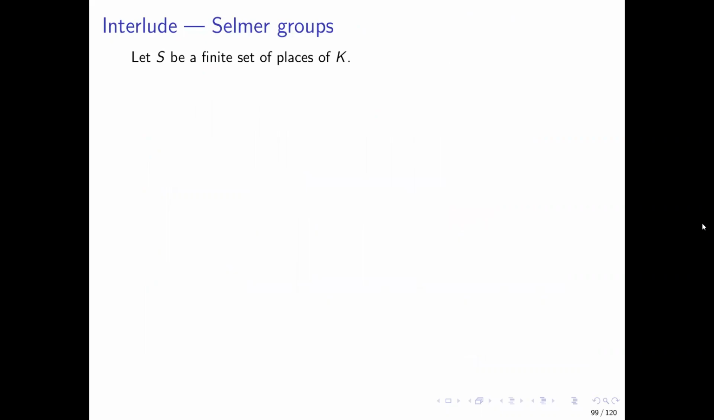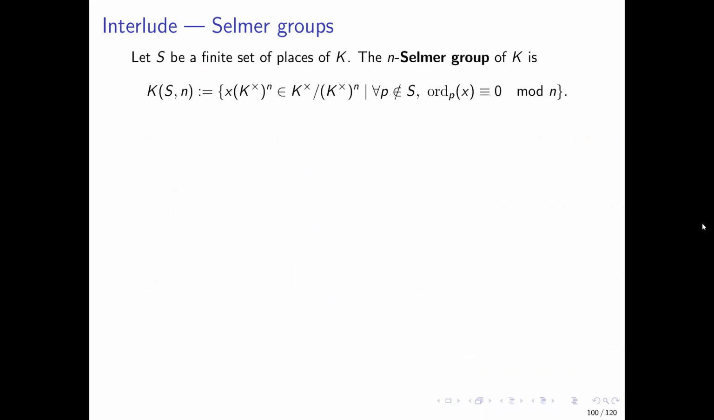So I let S be a set of finite places, and I want to define KSN, the n-Selmer group of K, to be exactly that subgroup. So the subgroup is the set of elements of K cross mod nth powers such that I have a bunch of local conditions. For each prime that is not in S, so S is a finite set, all but the primes in here, the valuation is 0 mod n. Okay, so that's why I define it to be an n-Selmer group. And I want to claim that this thing is finite. So how do we do that?